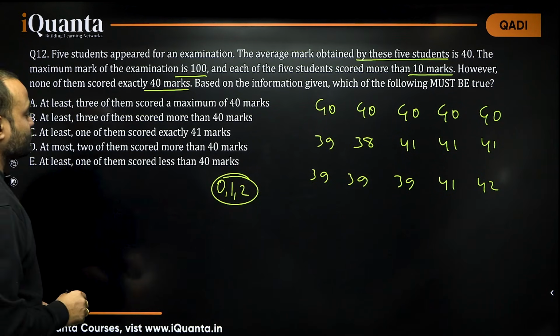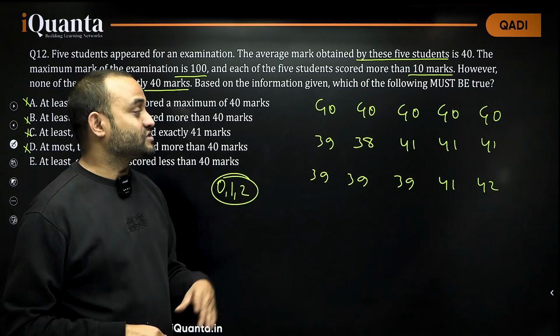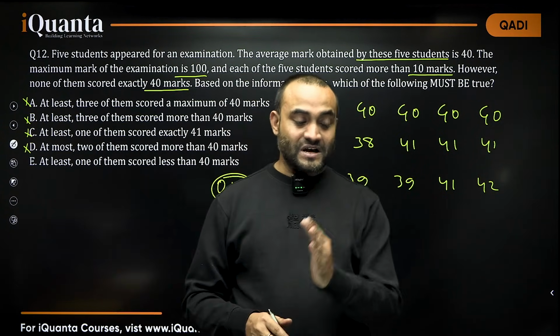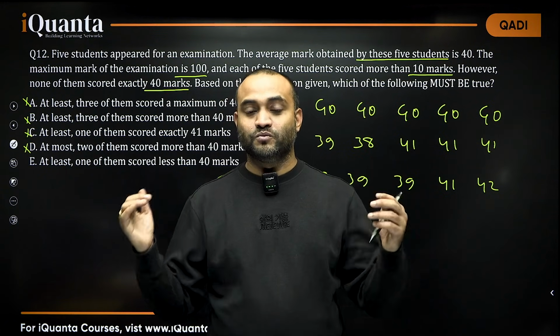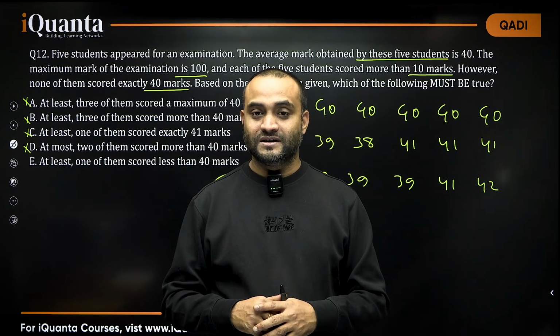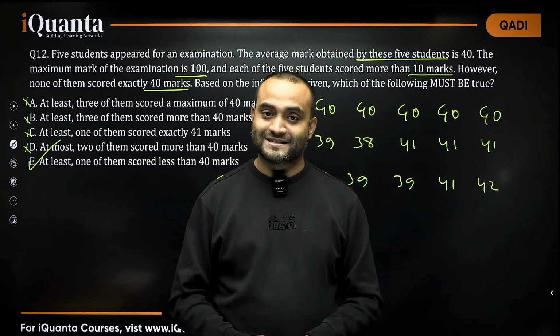Option E, at least one of them scored less than 40 marks. That is necessary because the average is 40. If one of them is less than 40, other must be greater than 40, right? To balance it out, correct? So yes, this statement will always be true. Option E is the correct answer.